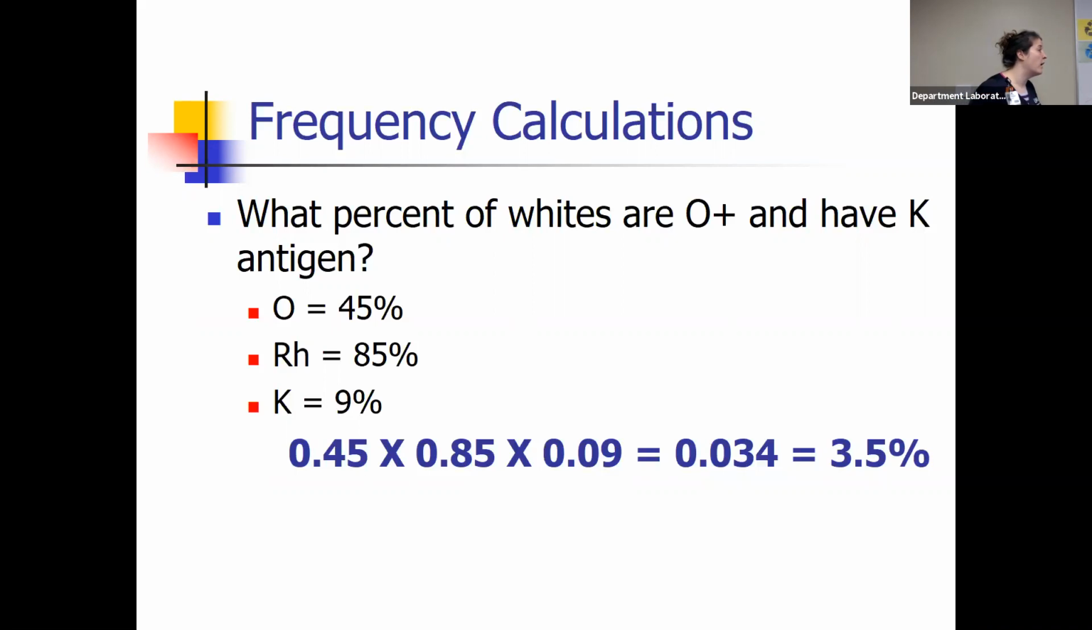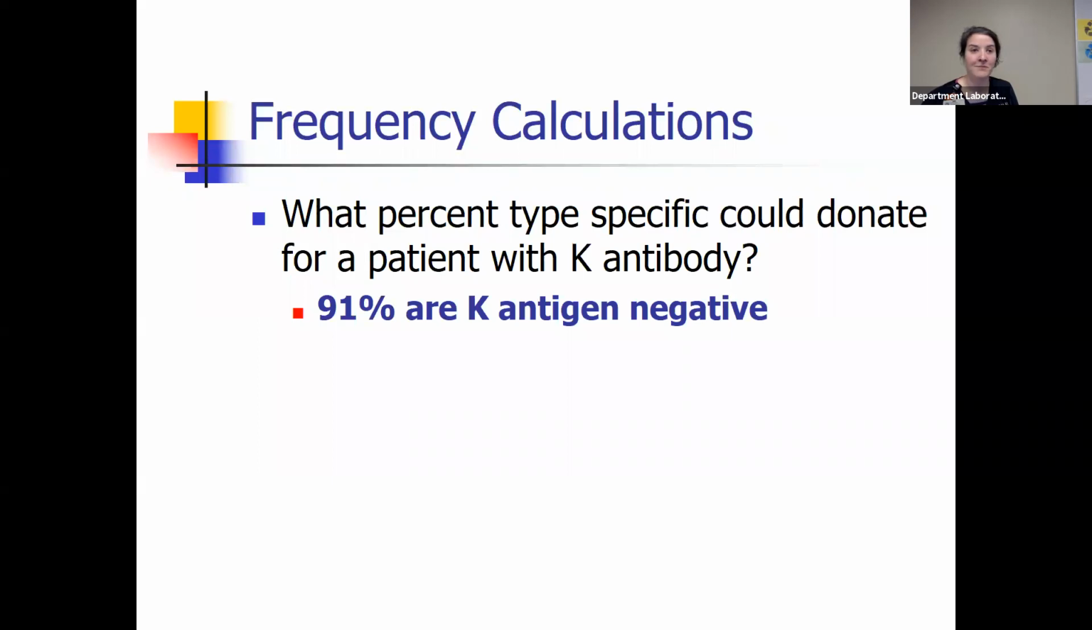Little side note, I am B positive, KEL positive. So I am in that 9% of the population that's KEL positive. I know. I think that was the only really weird thing about my phenotype. Yeah, that's a good idea.